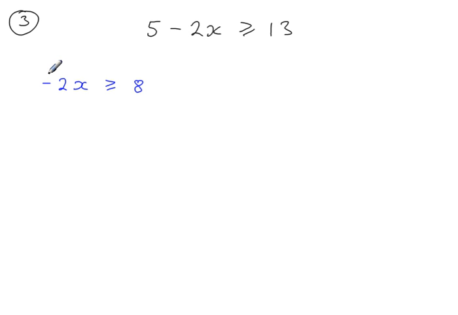And this is a very important thing to remember with inequalities: if you multiply or divide by a negative number, you have to change the direction of the inequality. This only applies to multiplying or dividing by negative numbers, not addition or subtraction. So dividing by minus 2 on both sides, x is now less than or equal to, and 8 divided by minus 2 will give me minus 4. So that's the solution there.